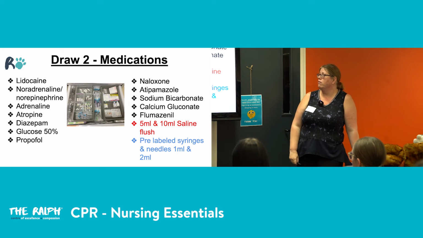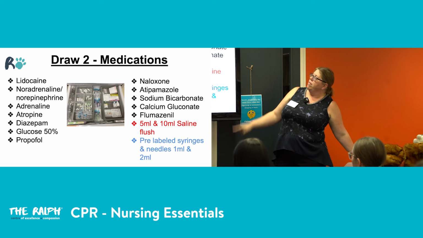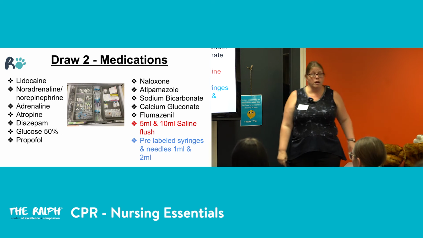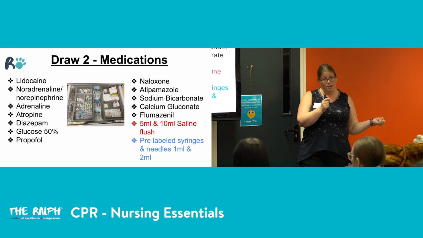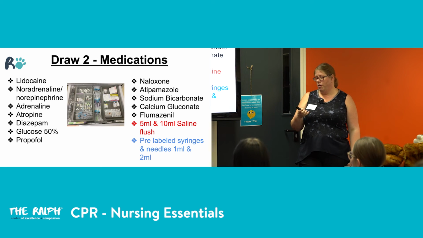Pre-labelled syringes and needles, you can see them in the middle. When we draw up our drugs, we don't have to worry about labelling the syringe. We literally pull up the amount we need and hand it over, so they know what it is. So there's no problem with wrong labelling, not being able to read someone's writing, or it having rubbed off. It's all there ready.